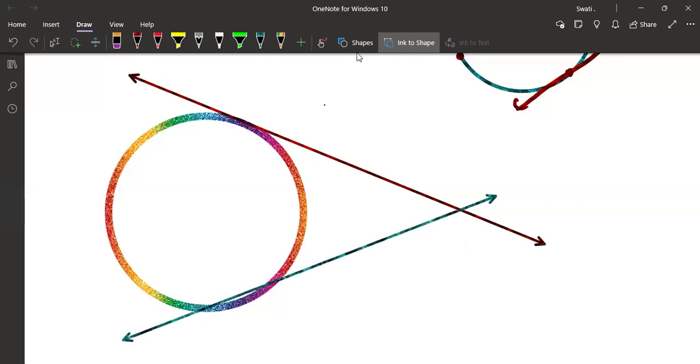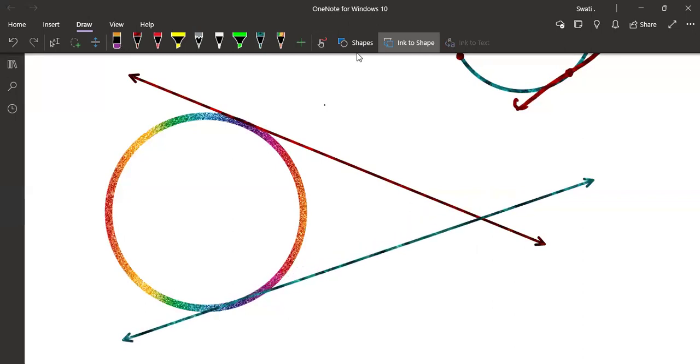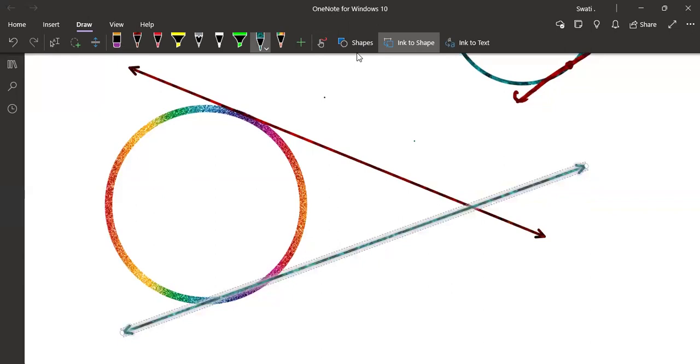So you can notice that if you have a point outside the circle, from that point you can draw two tangents. Suppose I give the names AP and PB. So how many tangents can you draw? You can draw two tangents.